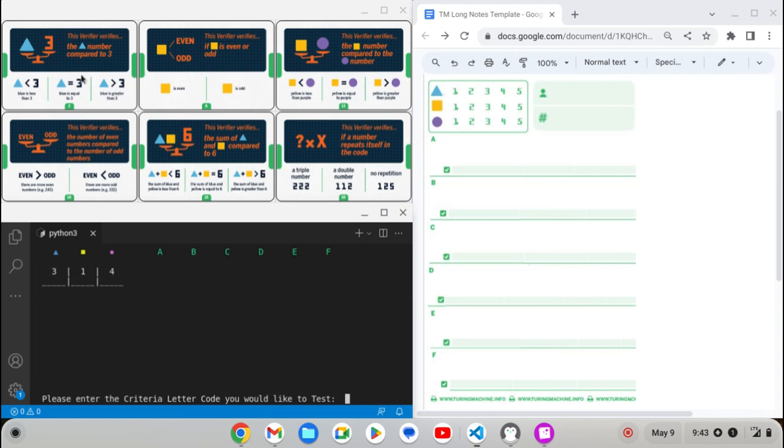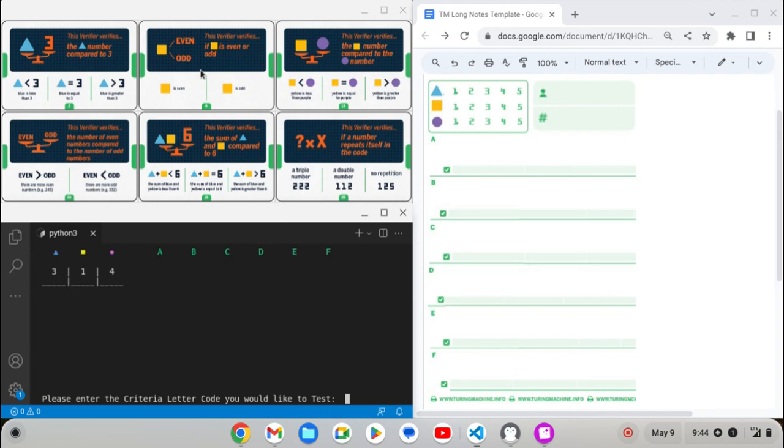So remember, we have our 6 criteria cards. Top row are criteria A, B, and C, and the second row contains criterion cards D, E, and F. Let's look at criteria A. Criteria A will let us know a little bit about the first digit, represented by the triangle, and it's comparing it to the digit 3. So is our triangle digit less than 3, equal to 3, or greater than 3?